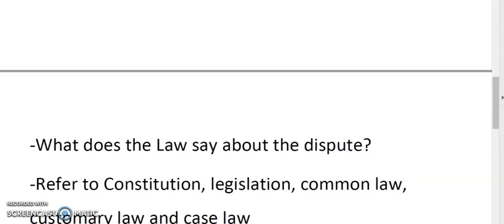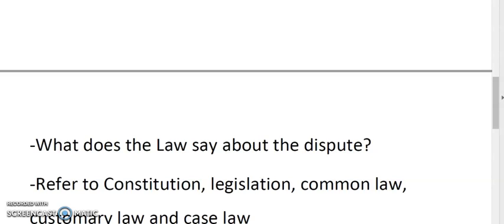We have the common law. What does the common law say about this dispute? We have customary law. What does customary law say about this dispute? We have case law. Okay, in the case of S versus S, the judge actually said this. So what does the law say? What are the rules saying?